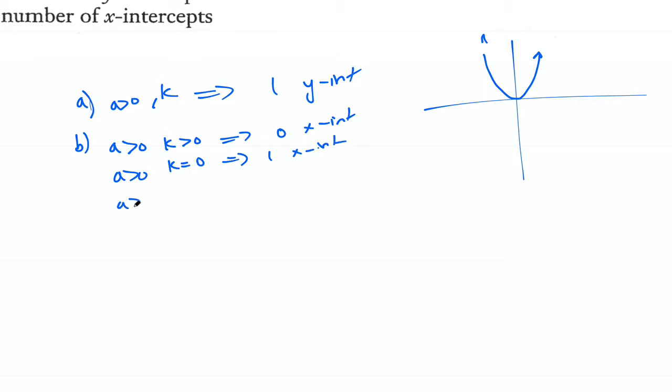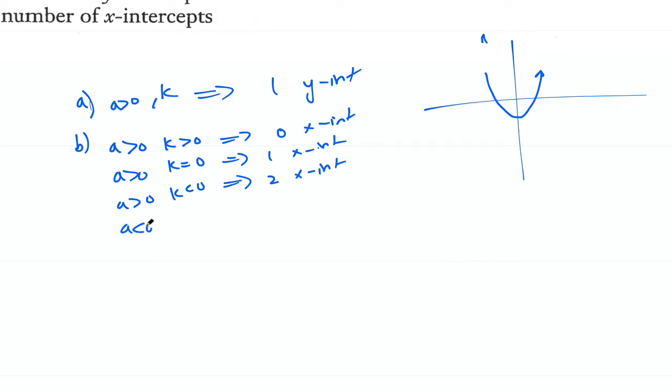But now, if k is less than 0, notice that I can drag this parabola down this way. If k is less than 0, we have to be below the x-axis, and we'll always have 2 intercepts. Okay, so we have that.